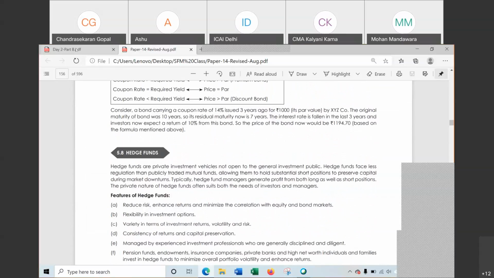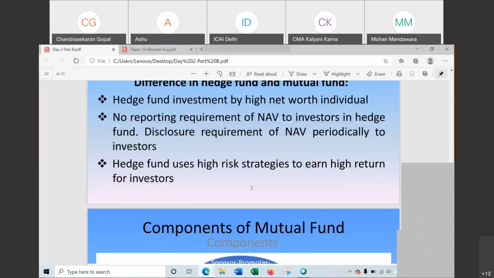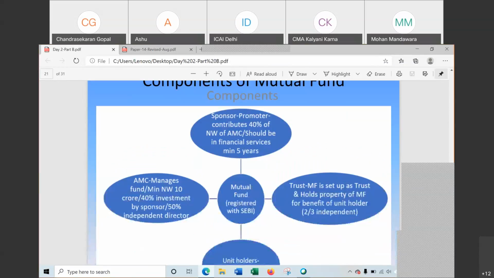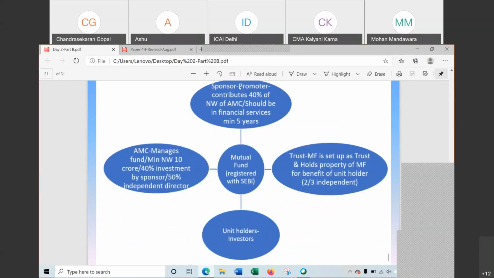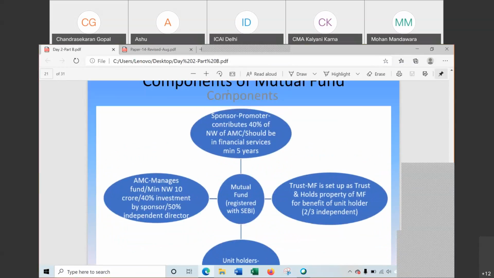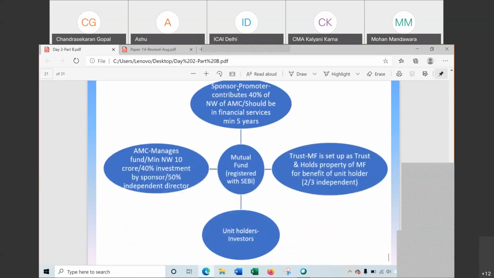So hedge fund, now the next one is mutual fund. For the mutual fund there are 5 units, 5 components of a mutual fund. One is the sponsor, second is the trust, third is the unit holder, fourth is the mutual fund, and fifth is the AMC, that is, asset management company.